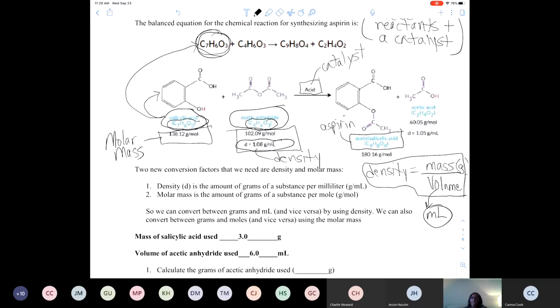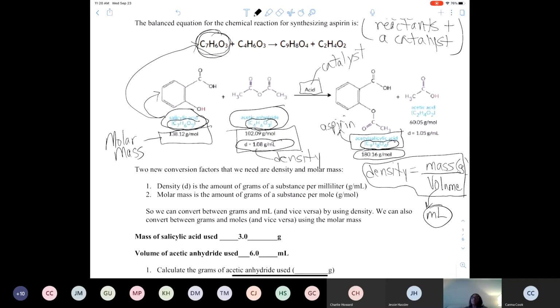That's the common name, aspirin. The scientific or the systematic name would be acetylsalicylic acid. It has a formula C9H8O4, and it has a molar mass of 180.16 grams per mole, and it is, as we know, a solid at room temperature.